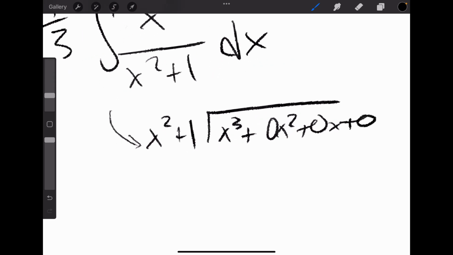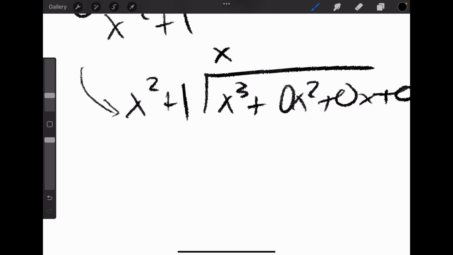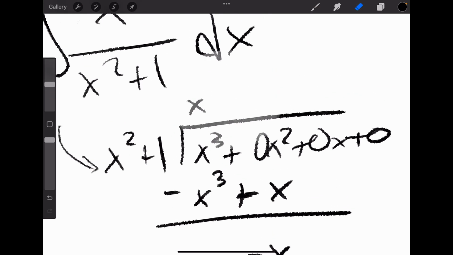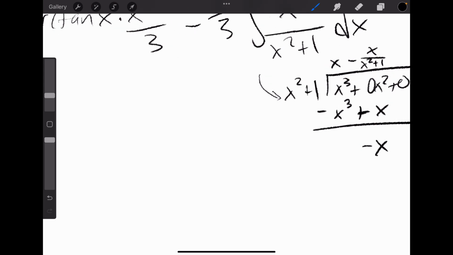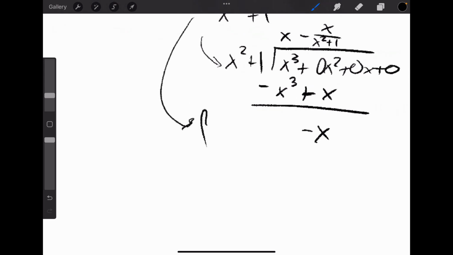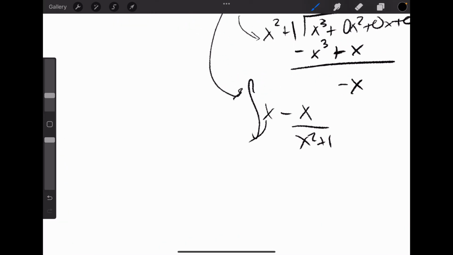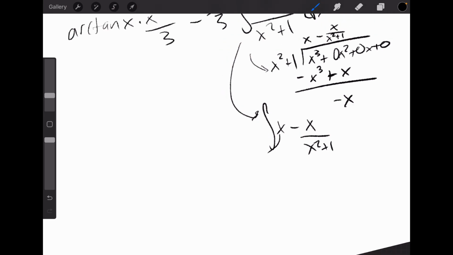Okay. So that's going to be x. It's going to be x cubed plus x. Change the sign. So we have negative x. So that's the remainder. So it's going to be x minus x over x squared plus 1. So now we can rewrite that. I'm only going to rewrite the integral. So it's going to be the integral of x minus x over x squared plus 1. And this is straightforward. So the integral of x is going to be x squared over 2, right?